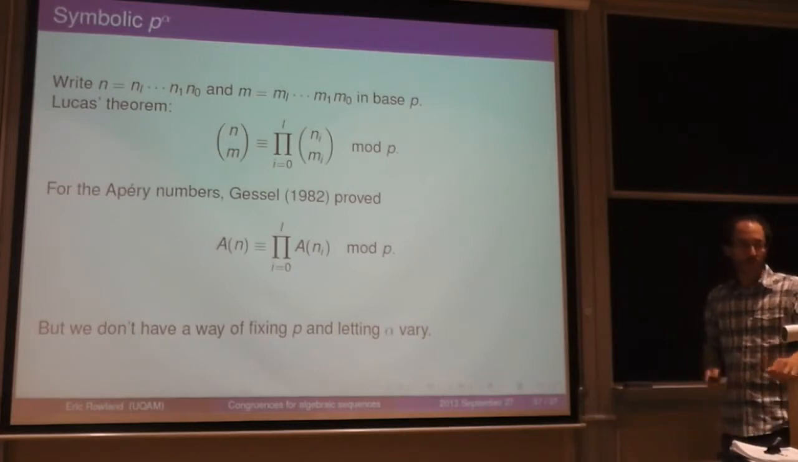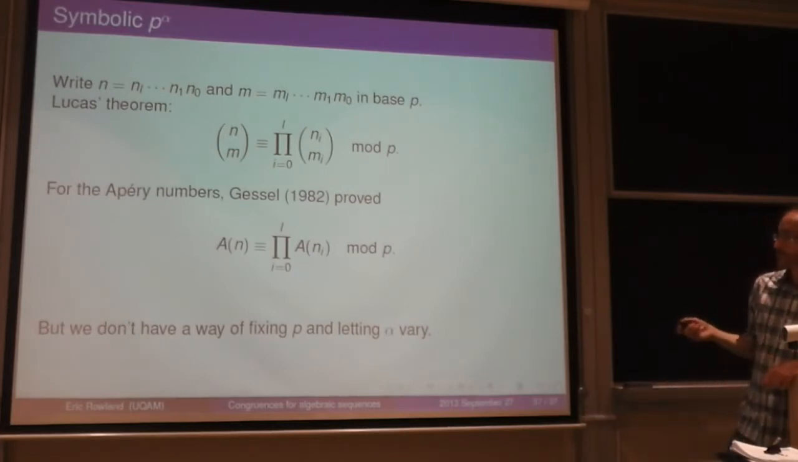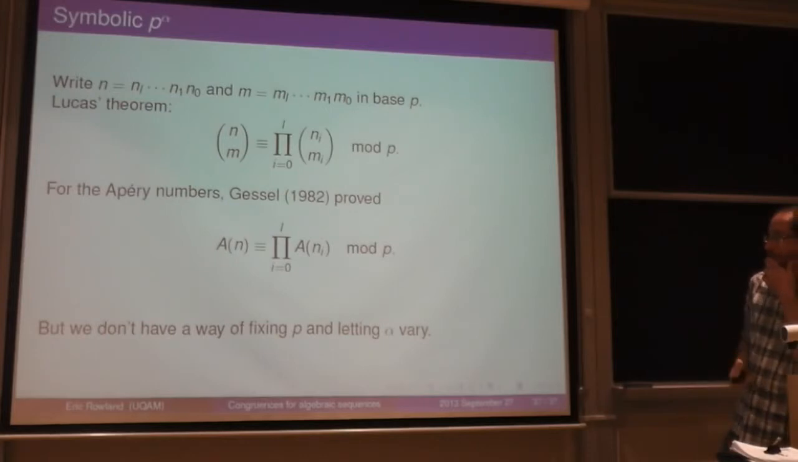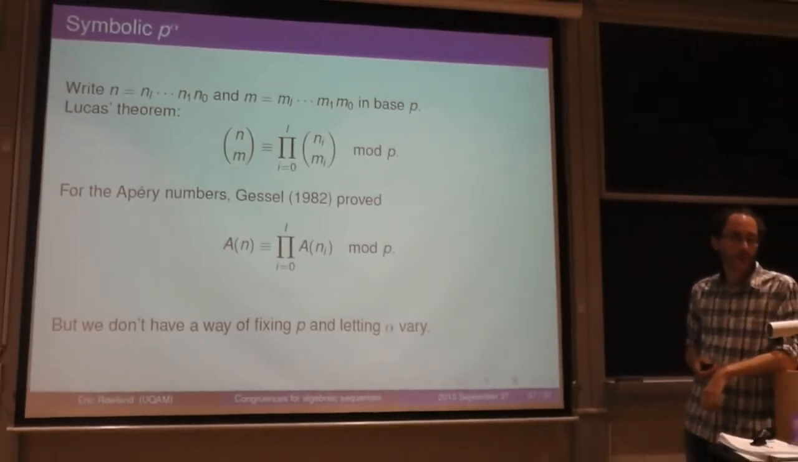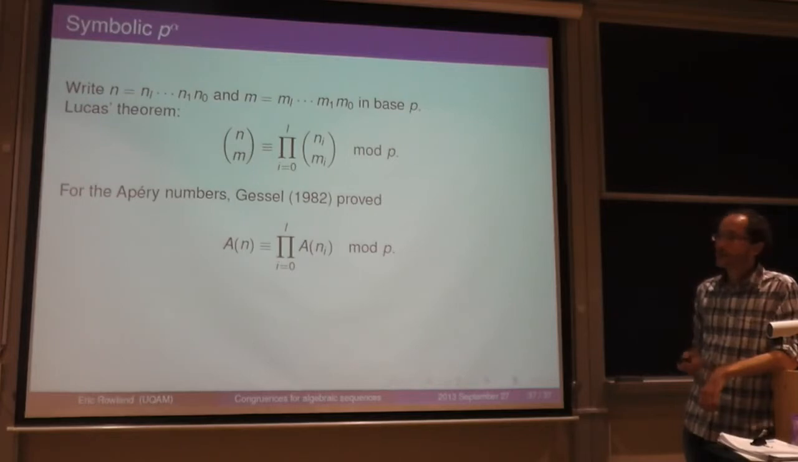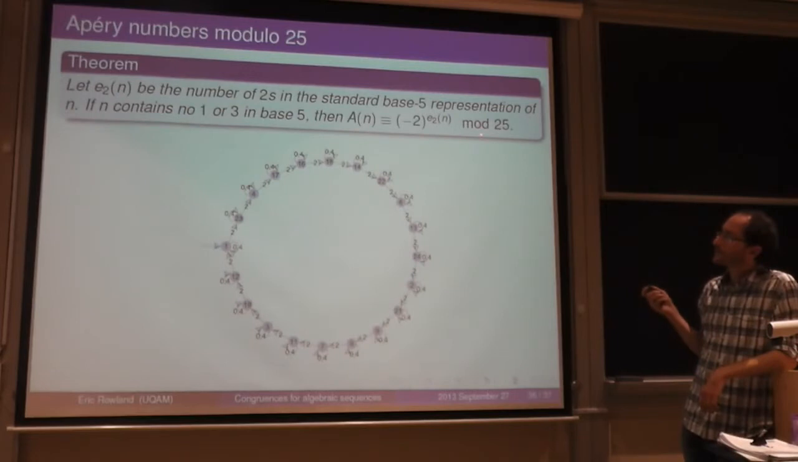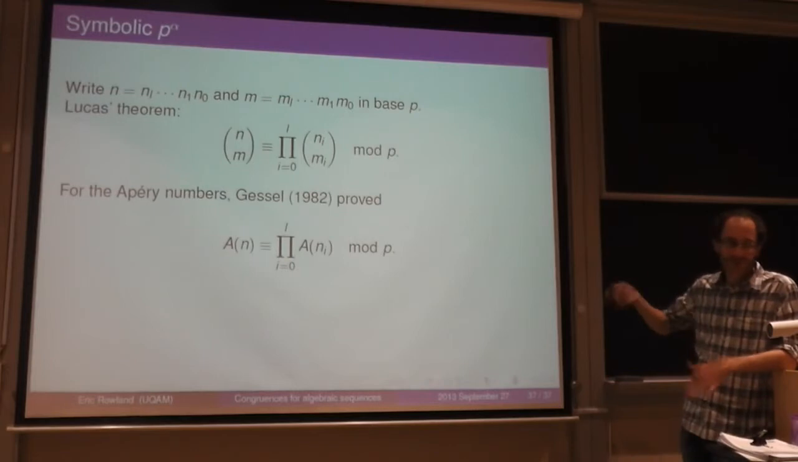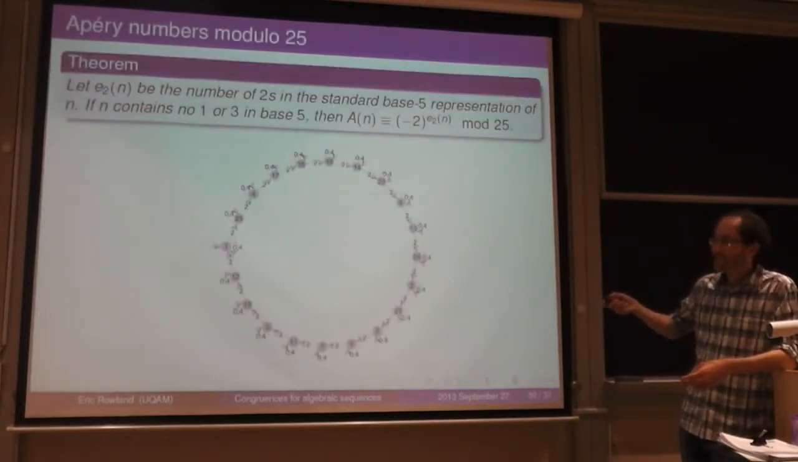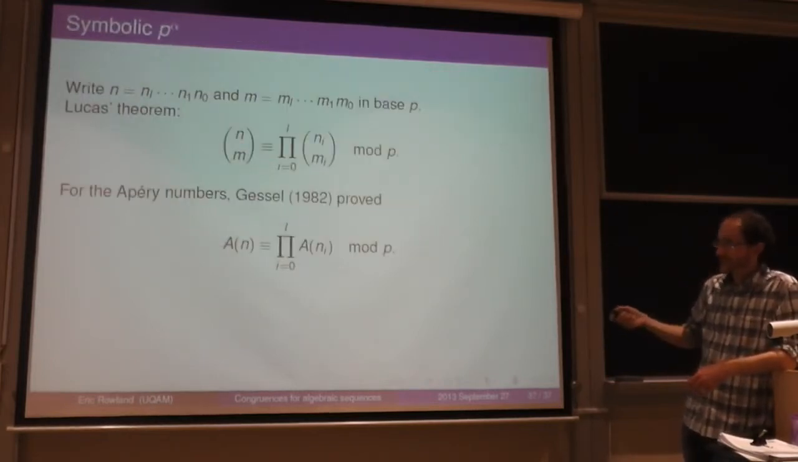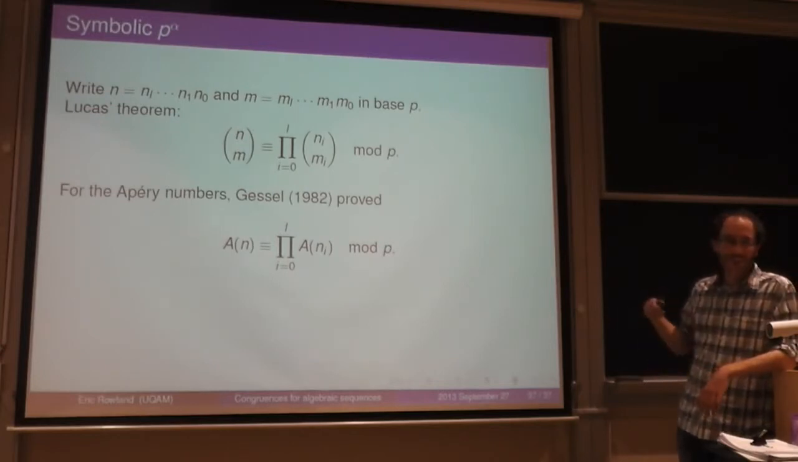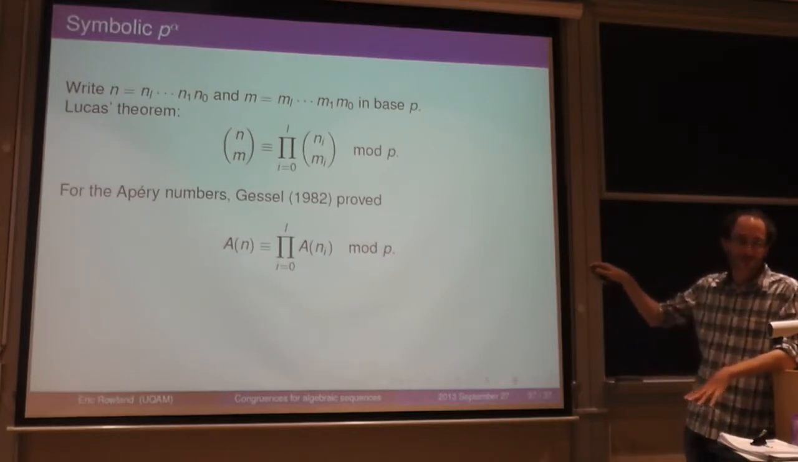Doesn't that prove your 2 to the n theorem? Which one? Gessel's theorem. Prove which theorem? That for mod 5. Oh yeah. Well, this is only mod p, whereas this is mod 25. So yeah, there's something very similar going on there. Yeah, you can think of this as basically this thing. But I don't know if there should be some mod p squared version of this or not.